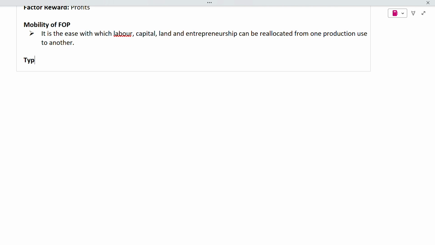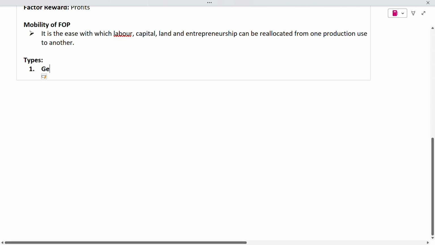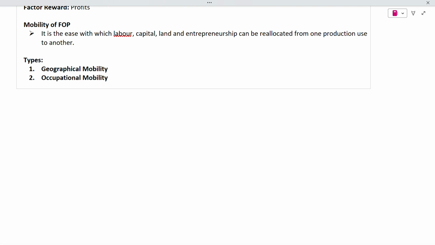That is, number one, geographical mobility, and the next thing is occupational mobility, right? So one thing that you need to understand is that the ease by which we can move factors of production is known as mobility, and that ease could be geographical and occupational as well. Geographical mobility, what is it? It's basically the movement of factors from one place to another, right?